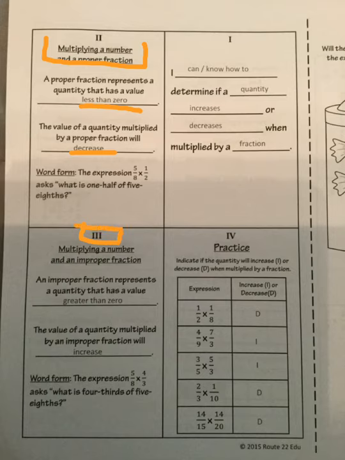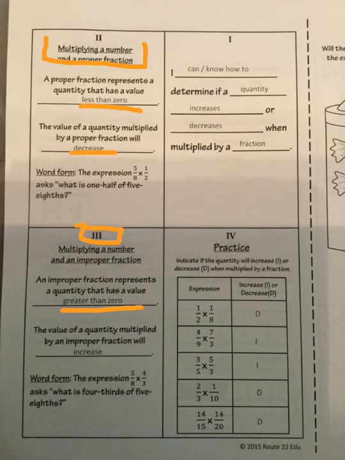Multiplying a number and an improper fraction. An improper fraction represents a quantity that has a value greater than 0. Okay, so that's important. An improper fraction represents a quantity that has a value greater than 0. That's going to help us with what we're going to be doing later whenever we figure out if it's going to be a decrease or an increase.